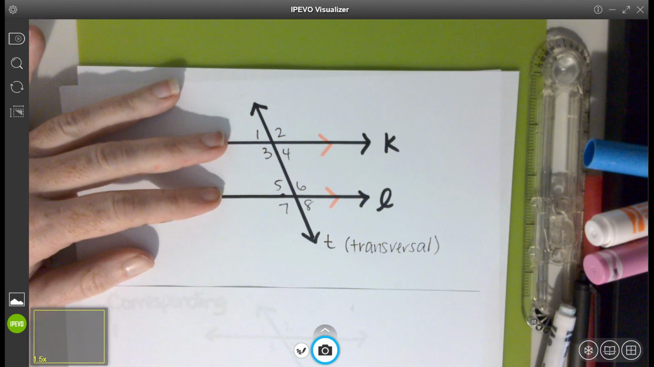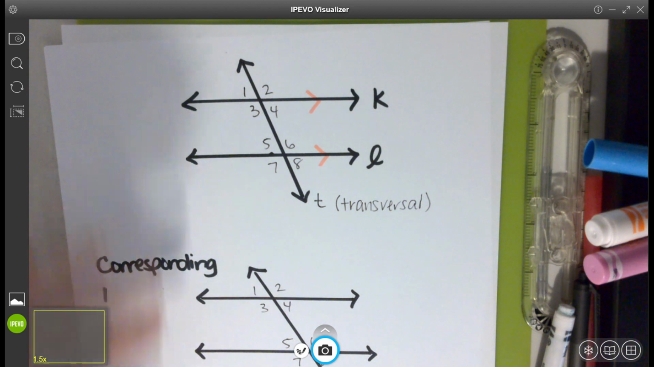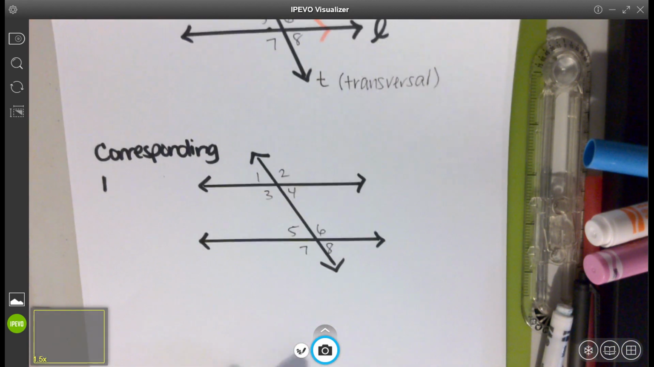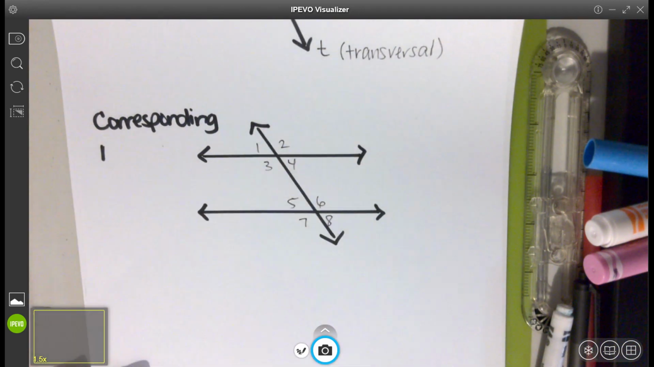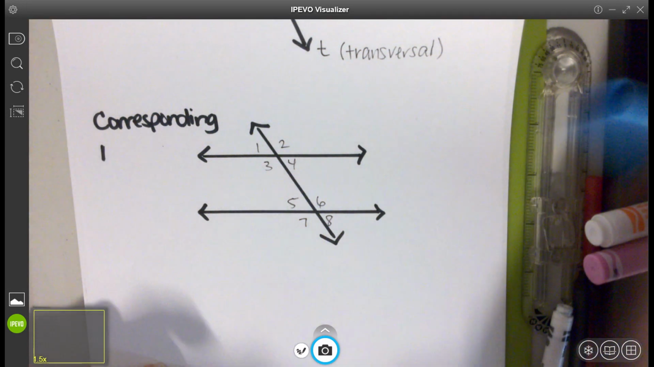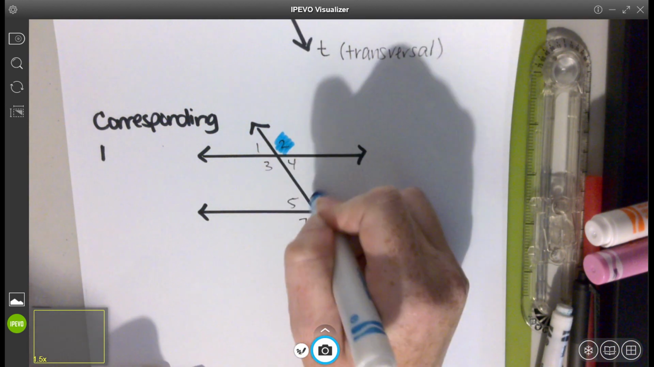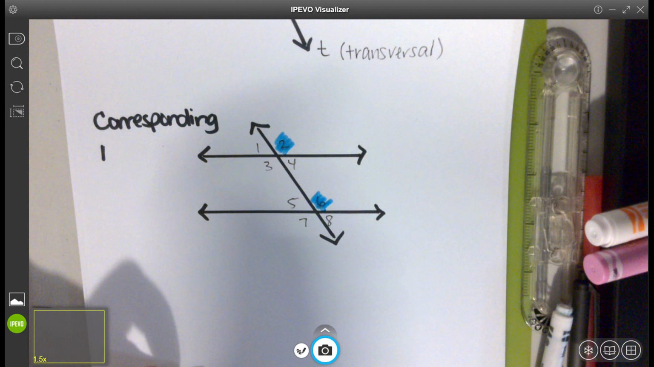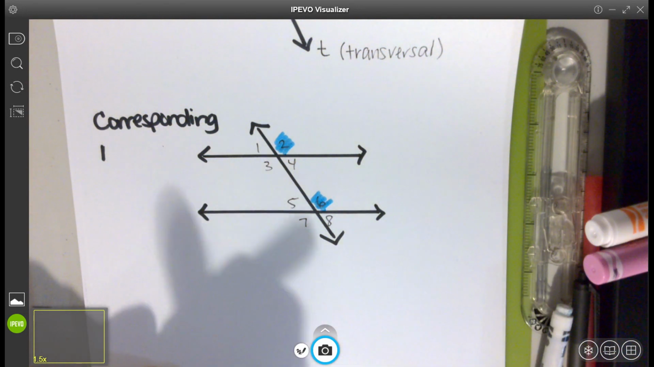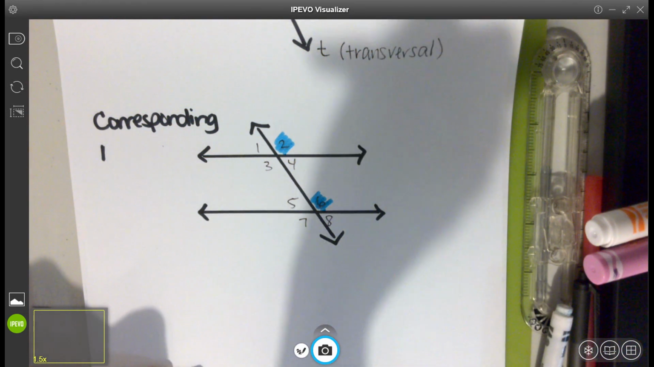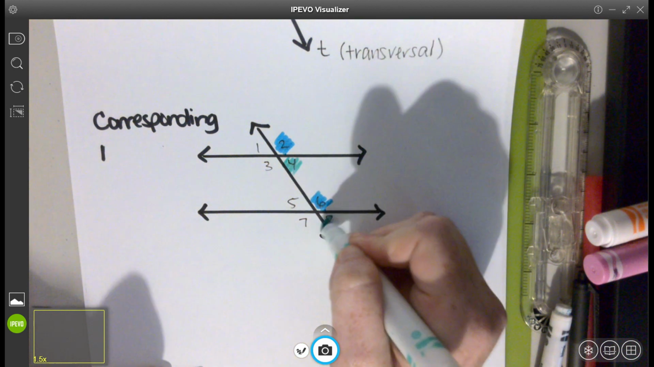So the first part we're going to talk about is corresponding angles. So again, I'm using the same picture, but just to hone in on corresponding angles. So I'm going to color my picture first. I'm going to use 4 different colors. I am coloring this specifically, so I am matching, and I'll talk about why I'm matching them.